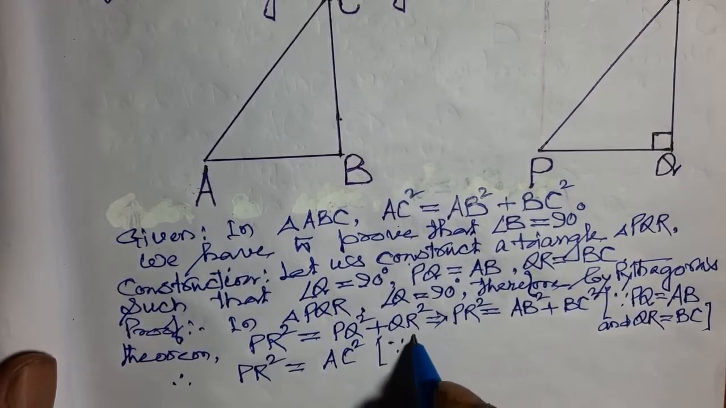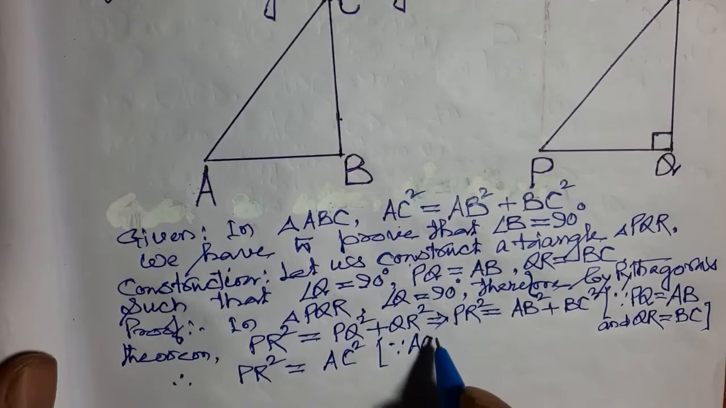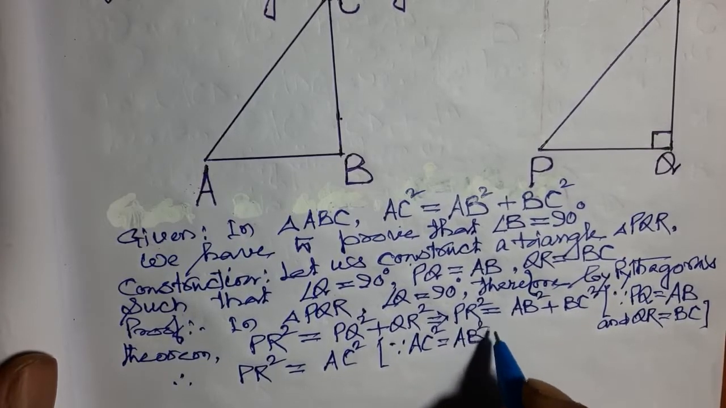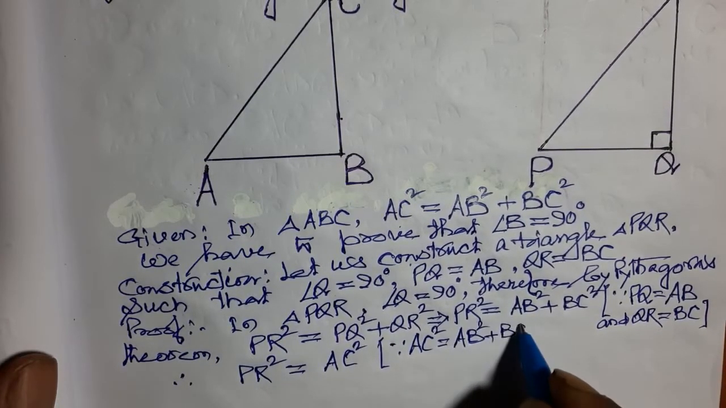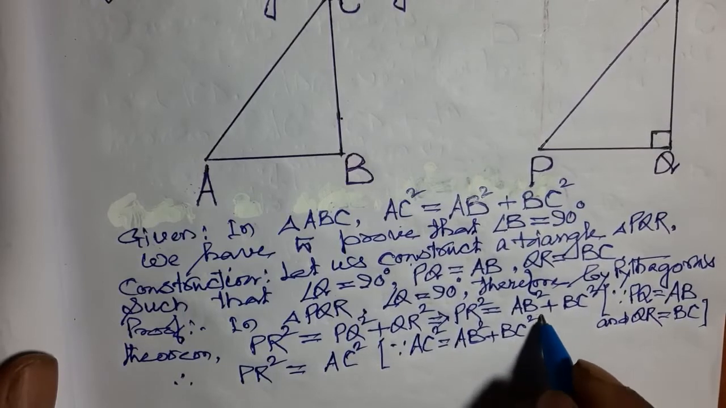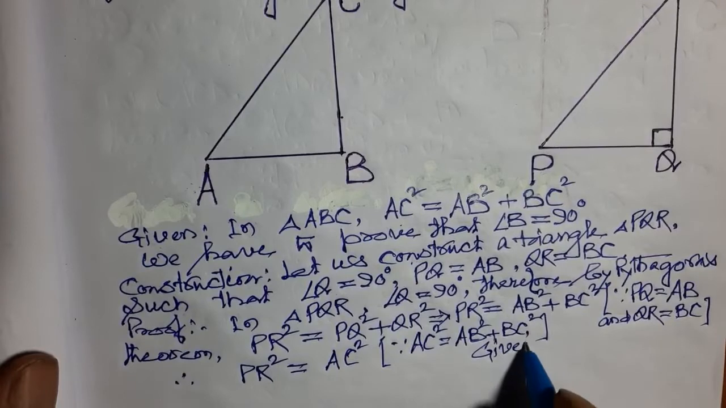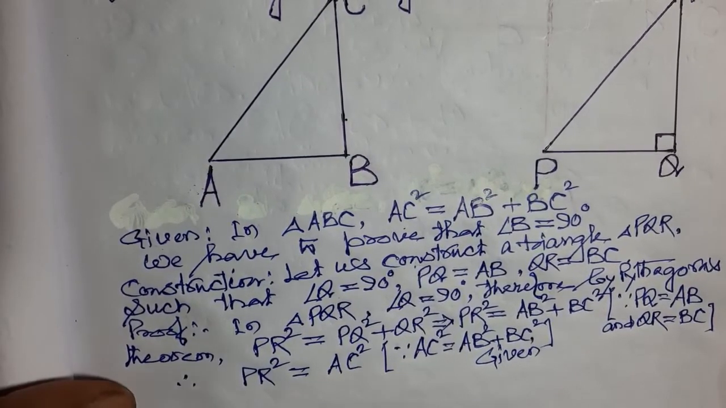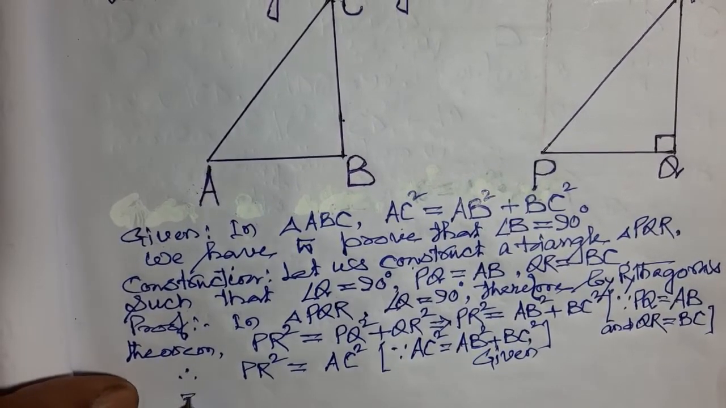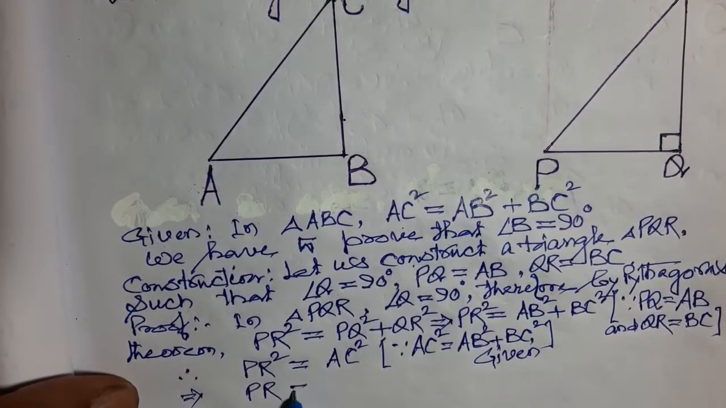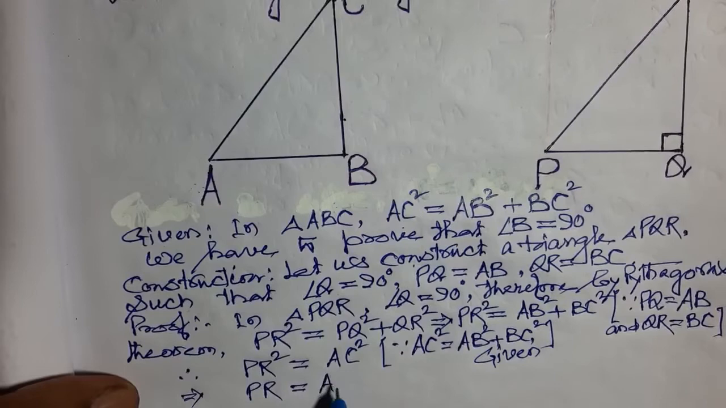Since AC square is equal to AB square plus BC square, given, this implies PR is equal to AC.